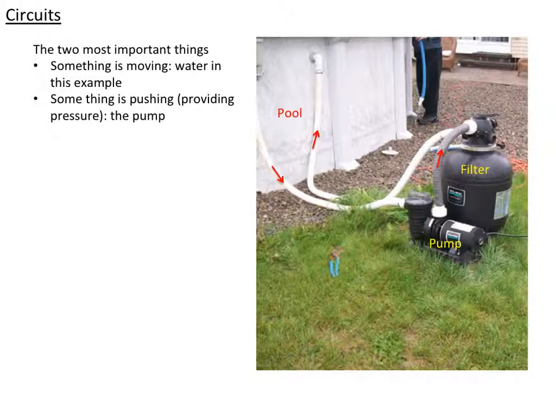The two most important things to realize in this hydraulic example are that you have something moving, the water, which goes around in the circuit. That's the thing that moves. And there is something pushing, which is the pump in this case. The pump provides pressure, which is high here on the output, which pushes the water all the way around the circuit, and then the pressure is lowest at the entrance to the pump. So the pump is the source of pressure, and the pressure moves the water around the circuit.